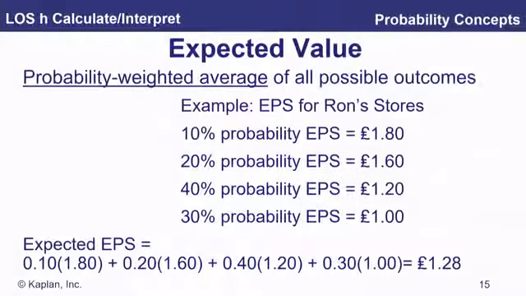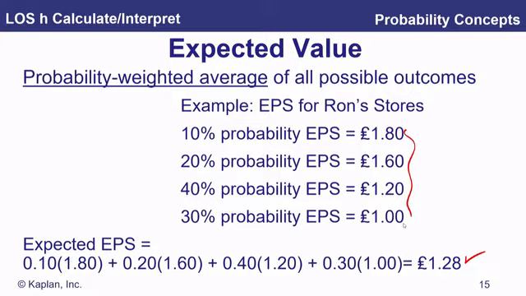Next up, expected value. This is just a weighted average. What are the weights? The weights are our probabilities. Well, they sum up to 100%, so it works for a weighted average. And here we've got 4 different outcomes for earnings per share for Ron's stores, and we've got the probability of each one. So, statistically speaking, our expectation of earnings per share is that weighted average, which comes out here to be 1.28 pounds. So, you can see 1.28, it's nowhere here.